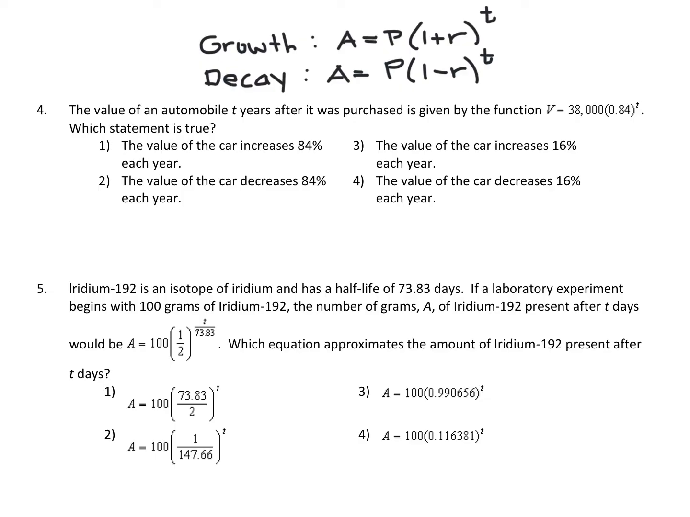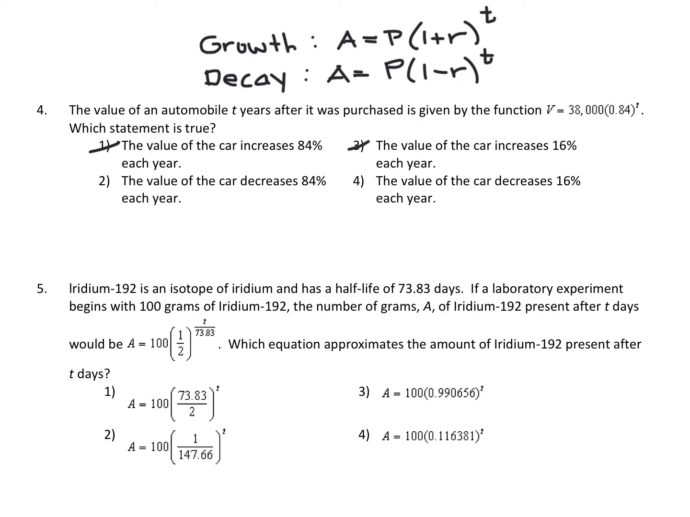All right, so it says which statement is true. First of all, choice 1 and choice 3, see this word "increases"? There is no increase in value. Remember, this number in the parentheses is less than 1. We're using 1 minus the rate, so it's going to be decreasing. So choice 1 and 3, we can cross off.